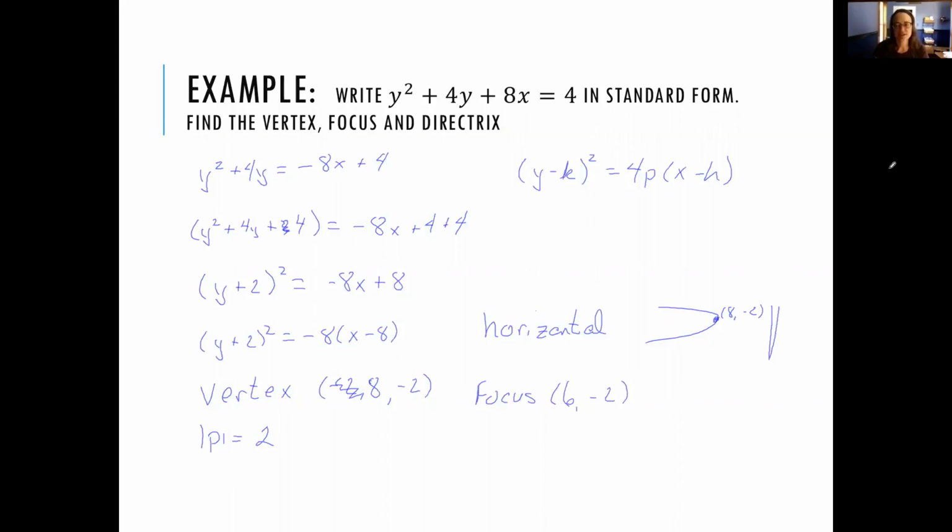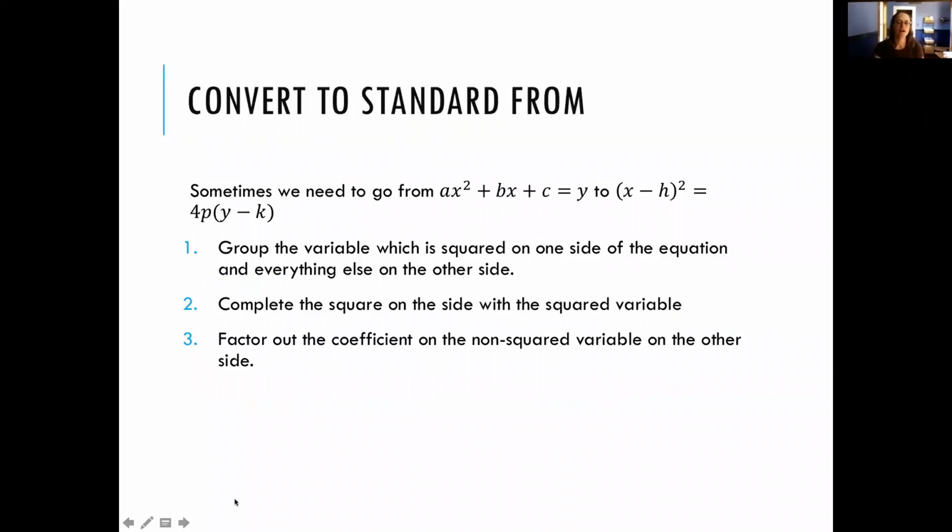And the directrix, this line D, is a vertical line 2 units to the right of the vertex. So that's going to be at x equals 10. Okay? All right, so I just demonstrated how to convert your equation from expanded form into standard form for a parabola. Here's the written version. As I said earlier, we are going to do some completing the square.